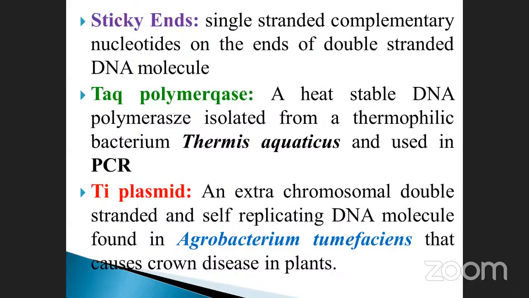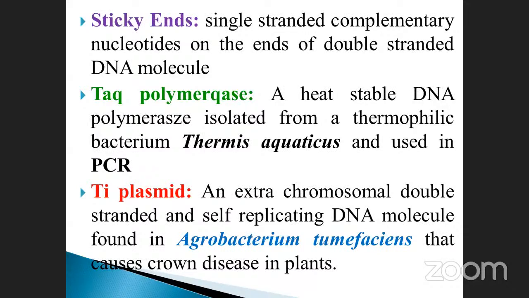It is the extended end of a double stranded molecule. There is a single strand of molecule present in the extended part, with a complementary gene. That extended part is called a sticky end. Taq polymerase is one of the heat stable DNA polymerases isolated from the thermophilic bacterium Thermus aquaticus, used in the PCR. This is a very, very important medium.